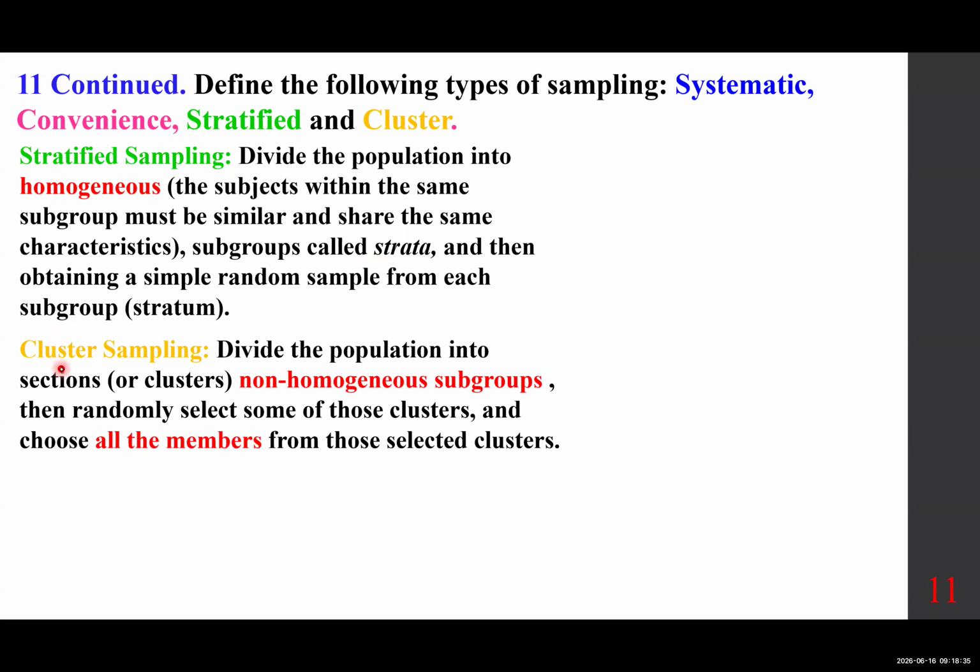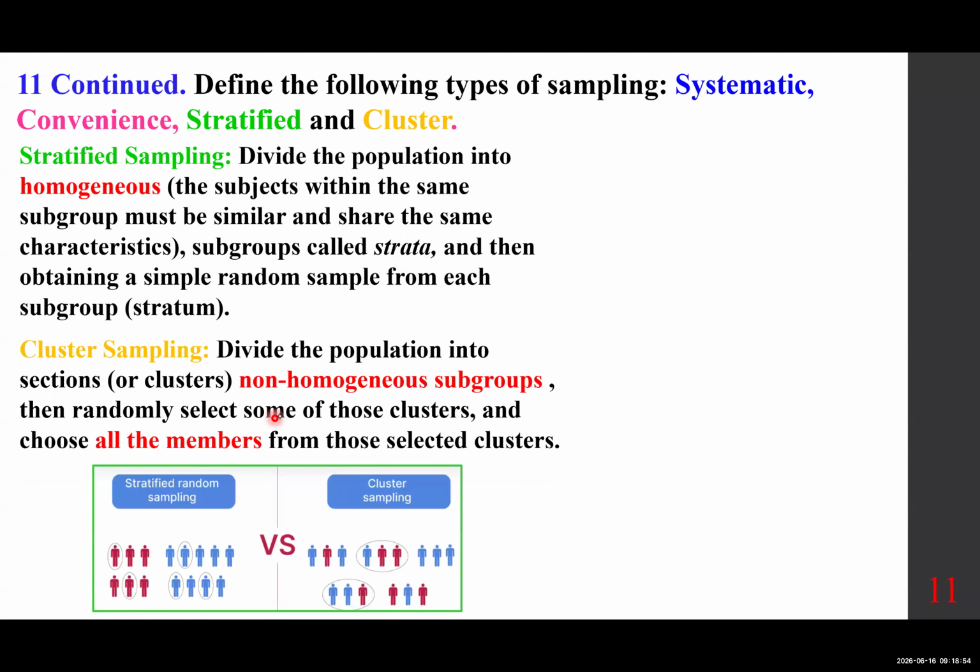Cluster sampling. Divide the population into sections or clusters, non-homogeneous subgroups. In other words, in this one, each group is the same. In this one, groups are not the same. Then randomly select some of those clusters and choose all the members from those selected clusters.